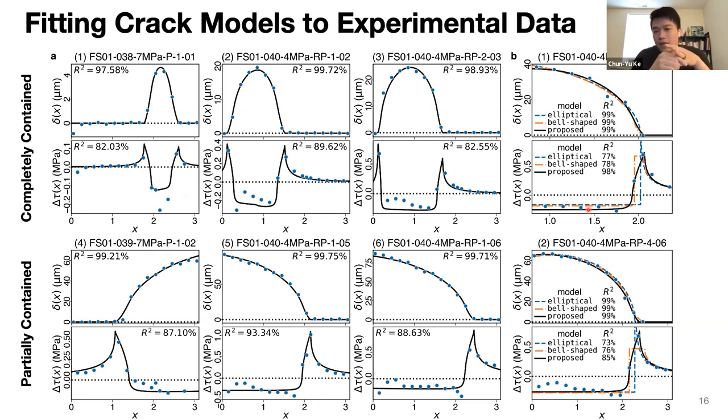Now, we fitted the proposed model to our experimental measurements for 24 completely contained ruptures and 13 partially contained ruptures. The spatial resolution of slip profile measurement is arguably not high enough to resolve the fine detail near the rupture tips. However, according to equation 1, stress change is very sensitive to the details of slip profile non-locally. Therefore, simultaneously fitting measurements of both slip profile and stress change distribution provides better constraint for the fine details near the rupture tips. For the two ruptures on the right here, I'm comparing our proposed crack model with the elliptical model and the bell-shaped model. You can see that our proposed model fits much better because we allow the stress change to gradually transition from minimum to maximum.